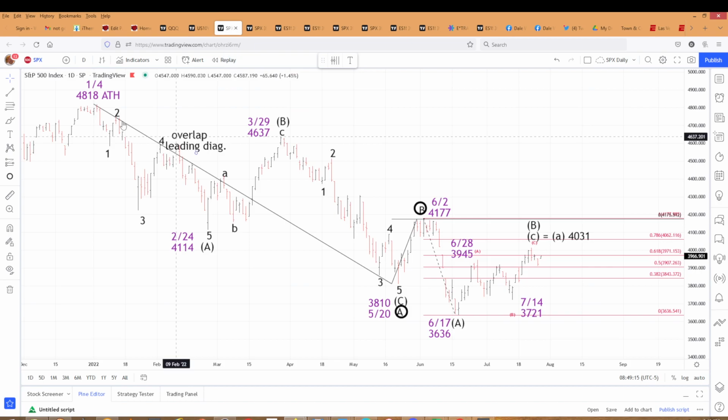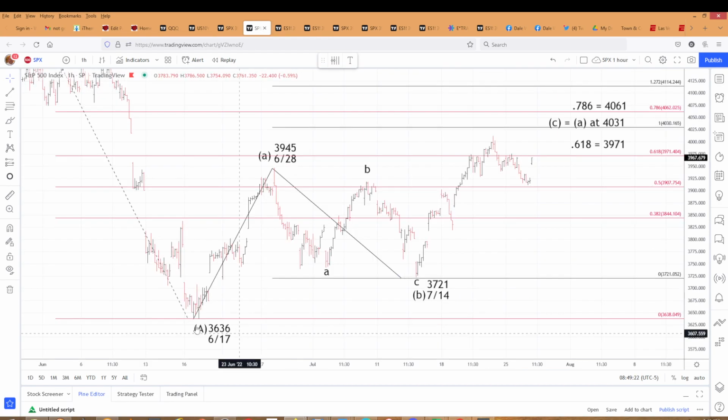And then, again, this is a daily chart. I want to look at things from this wave A low because we got an A down, a B up. Should be followed by a C down. There is that A wave low on an hourly chart. There is a smaller degree wave A up, smaller degree wave B down. There's a C up. Again, it equals A at 40.31. 618 is at 39.71. The high so far is 40.12. And again, C equals A at 40.31. We have another Fibonacci retracement target above at 40.61.